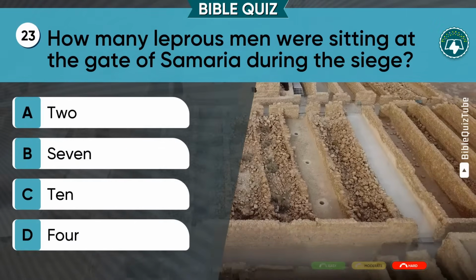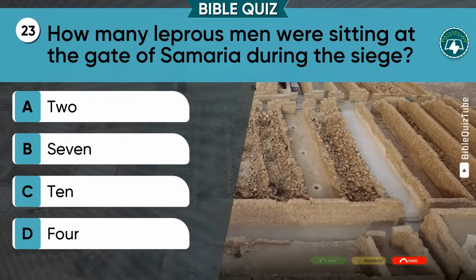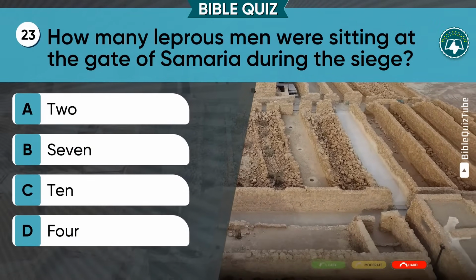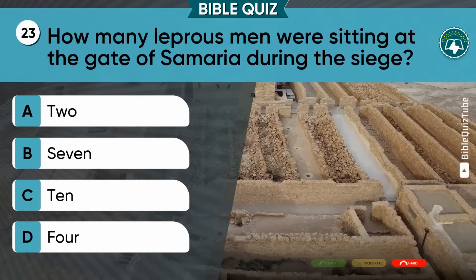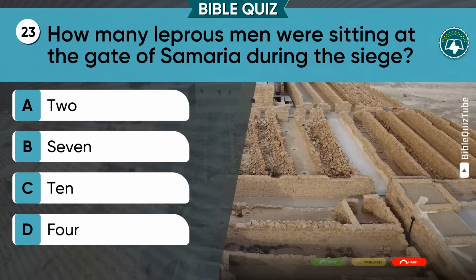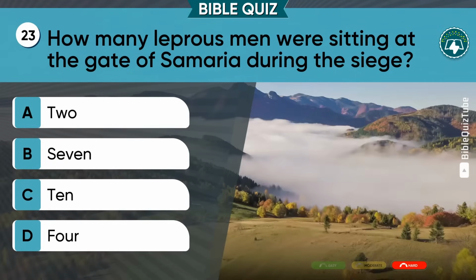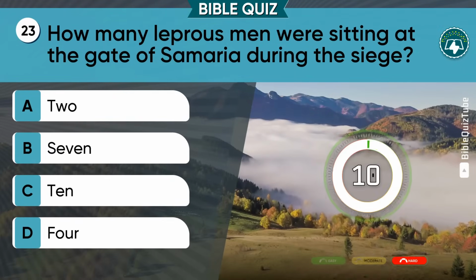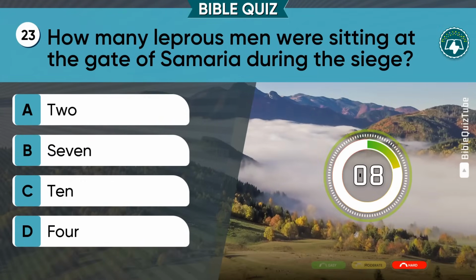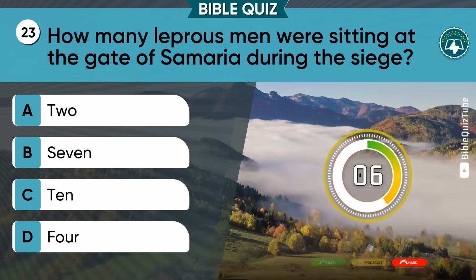Question 23. How many leprous men were sitting at the gate of Samaria during the siege? Only true Bible fans will get this. A. 2. B. 7. C. 10. D. 4.